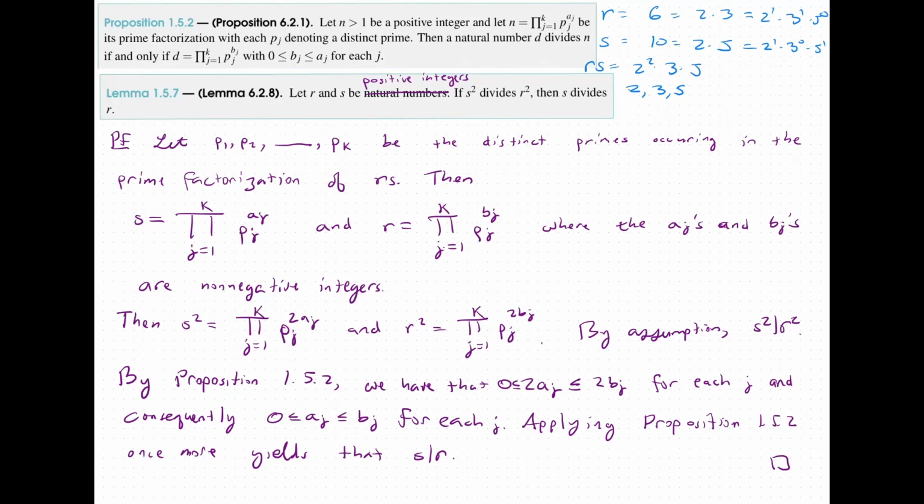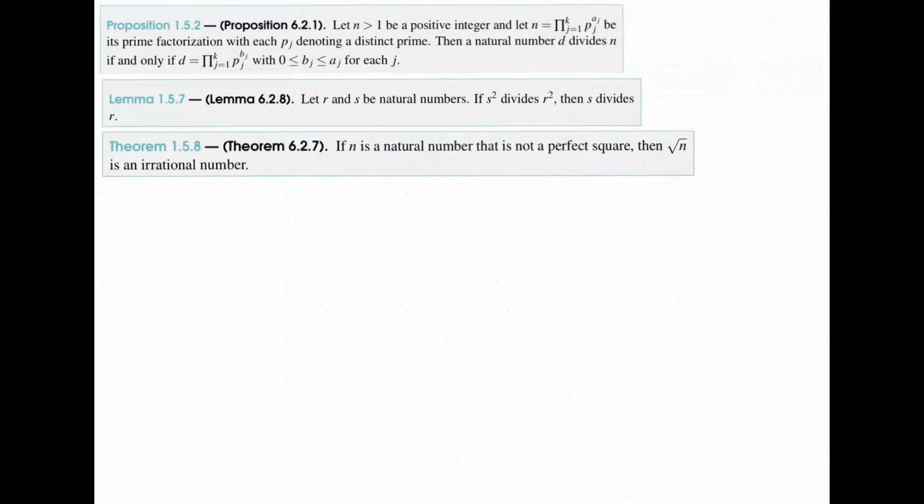And now we can prove that every integer that is not a perfect square has an irrational square root. So let us prove this. By way of contradiction, and we're going to be doing exactly the same thing we did for the square root of 2 and square root of 3, suppose that the square root of n were a rational number.